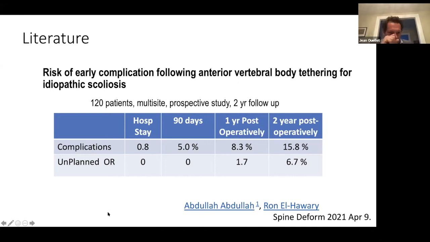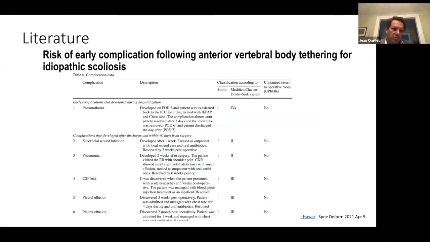If you look at the early complications, as I was telling you, there was a pneumothorax. If you look at the complications that develop after discharge, essentially we're looking at pneumonias. One looks at a CSF leak secondary to screw malposition. You get pleural effusions that present with mild shortness of breath that essentially just resolve, with no active treatment per se.